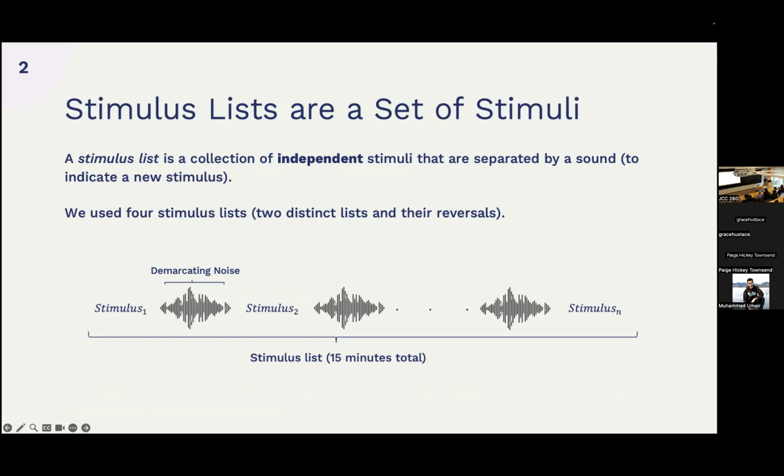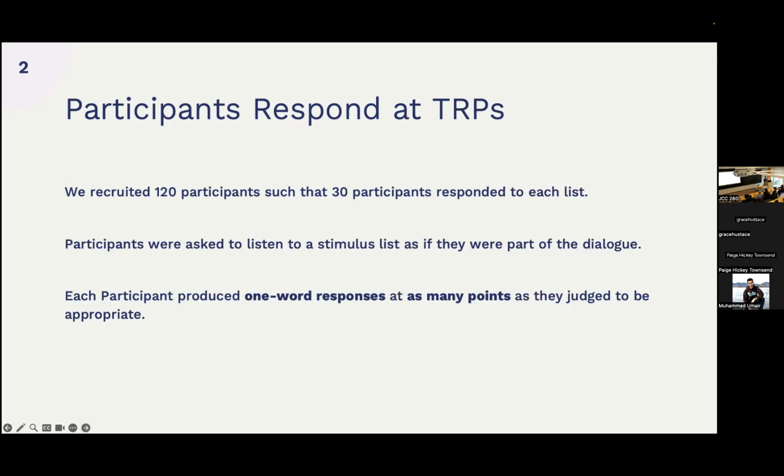So they're from different conversations. And we combined them into one audio file, and we separated each stimulus with some sort of demarcating noise, like the beep that you just heard. And we then asked participants to listen to these stimulus lists, and then respond at points where they thought that it would be appropriate to respond.